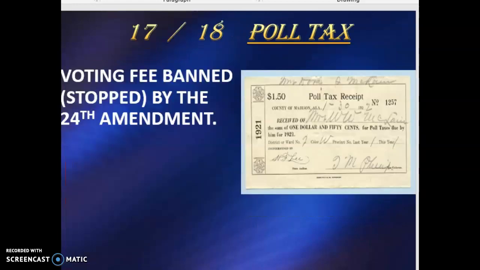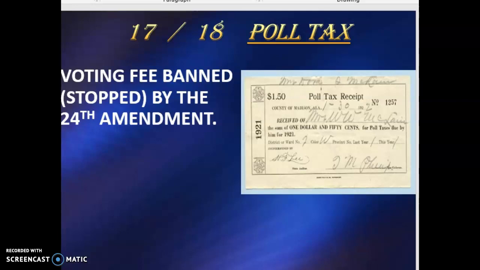Poll tax, this is illegal. We don't have this anymore. But the southern states, they adopted something called a poll tax. They charged a fee to African Americans who walked in and wanted to vote. These southern states, they said, well, you got to pay money. You can't just walk in here and vote. So they were charging a poll tax.